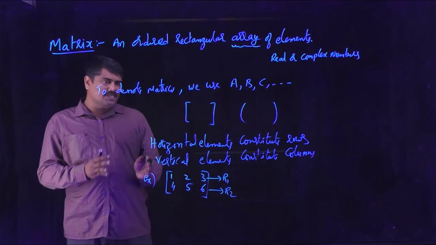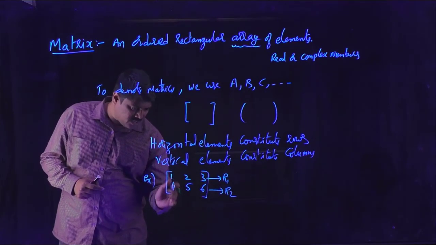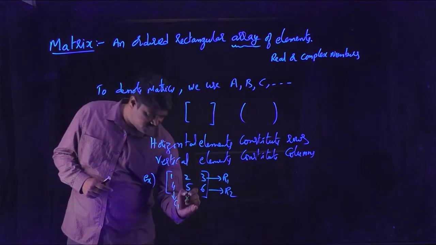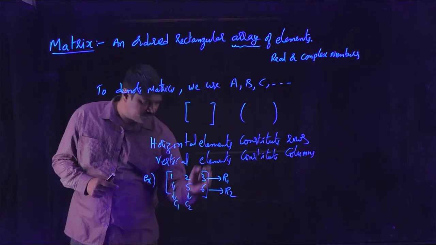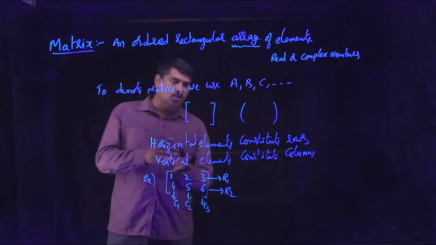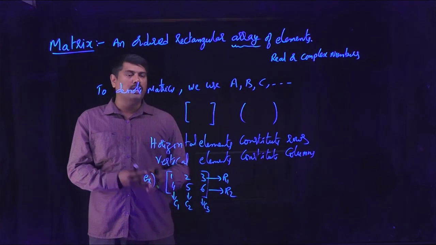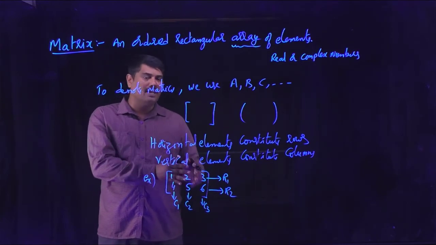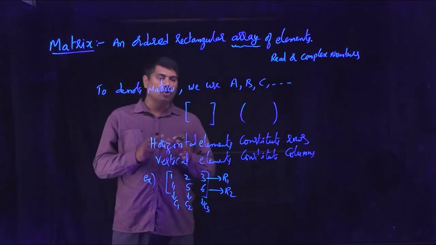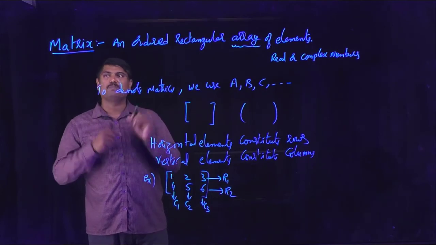Now, if you do this arrangement in vertical manner, if you observe 1, 4 in this manner, this is a column, that is C1. This is column 2, the second column. This is column 3. So the elements we consider in horizontal manner are rows, and the elements we consider column-wise are columns. So a matrix is constituted with rows and columns. Elements are arranged into rows and columns so that we obtain a matrix.